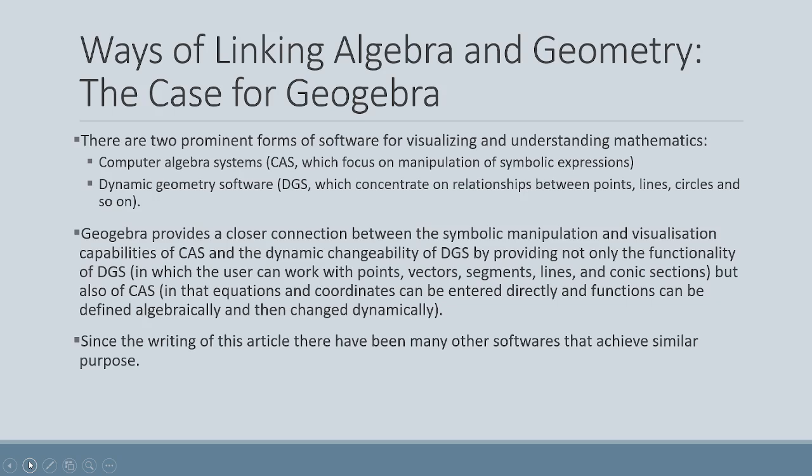So you get to see the work with points, vectors, segments, lines, and conic sections like you see with geometry, but there's also the equation side and the coordinates, and those can be entered directly, and functions can then be seen. You have two windows in the software, the algebraically defined window and then the more visual window. Since the writing of this article, there have been many other software programs that also achieve this similar purpose.